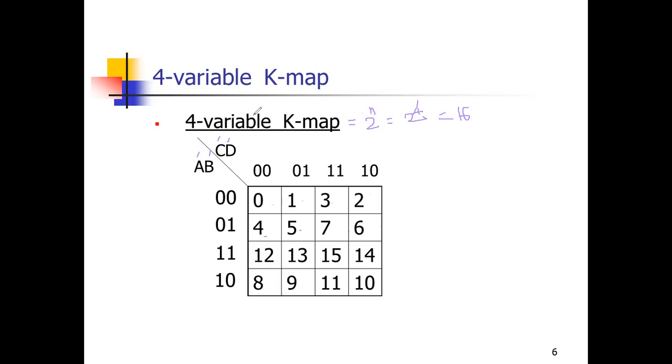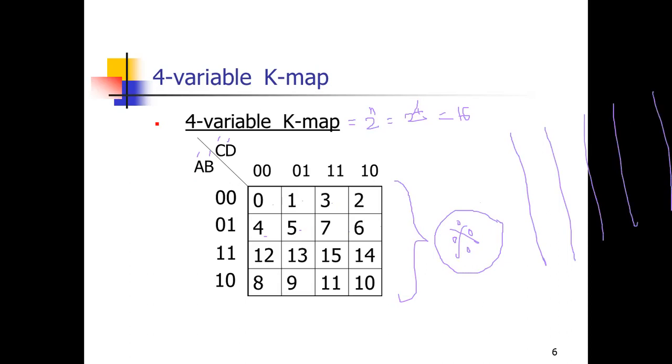Numbering is similar to the previous two methods. It starts from here 0, 1, 2 should come here, 3, 4, 5, 6 here, then 7, 8, 9, 10, 11, 12, 13, 14 and 15. It is very important for solving the problem. Once you understand, we can discuss how to group the cells in forthcoming sessions. So a 4 variable Karnaugh map is very simple. The number of variables is 4.